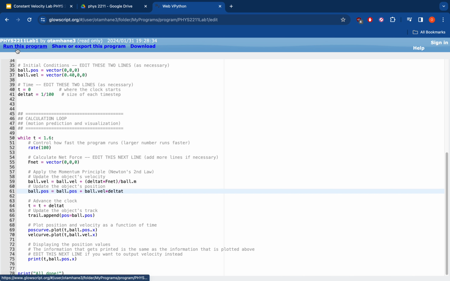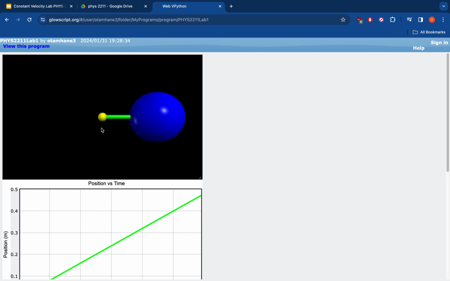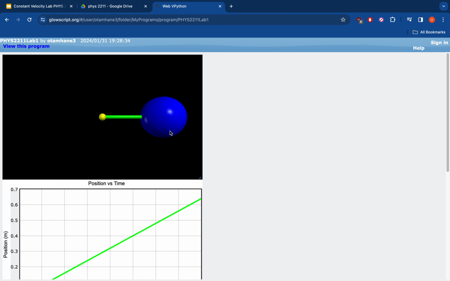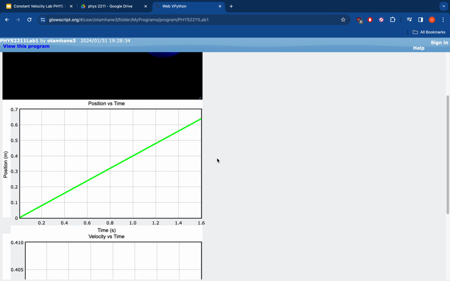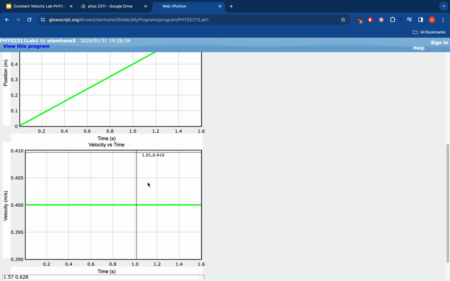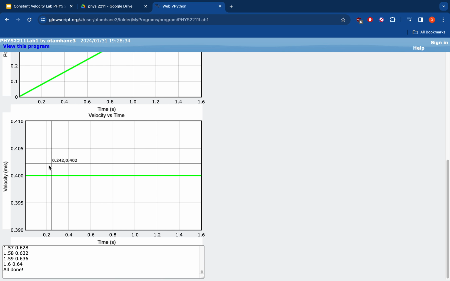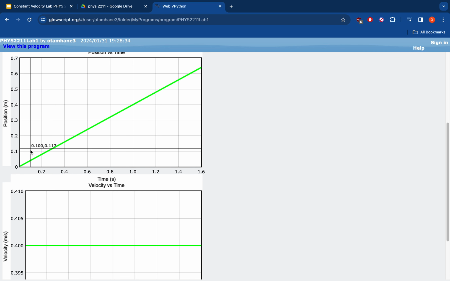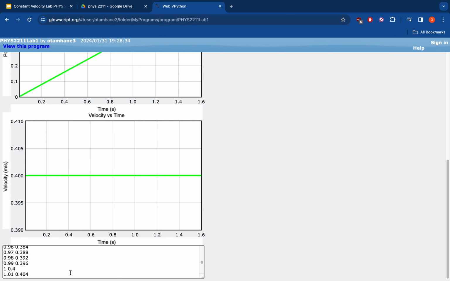Now this program was run, and this was the ball that was theorized. And this is the position versus time graph right here, and this is the velocity versus time graph right here, which also shows a constant velocity with the linear line. And these are all the data points.